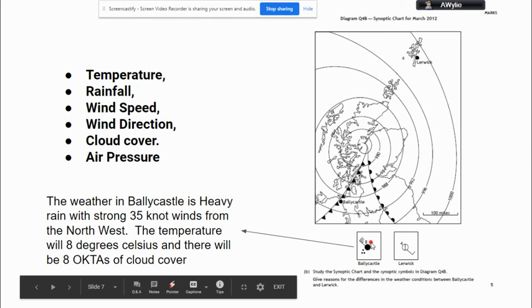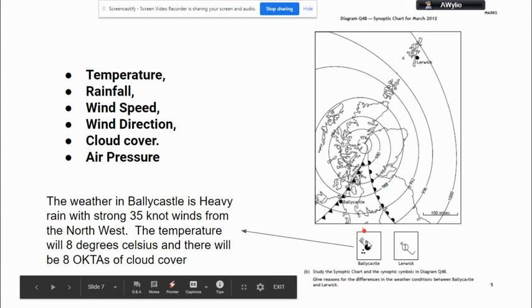However, we'll notice that it is warmer than Lerwick, so why is it warmer than Lerwick? Well, first of all, because it is still in the warm sector, which I'm indicating here, because the cold front hasn't actually arrived yet. And it's also much further south, so it has a more southerly latitude, which means the sun is more directly overhead, which will heat Ballycastle more. So that is why Ballycastle is warmer.